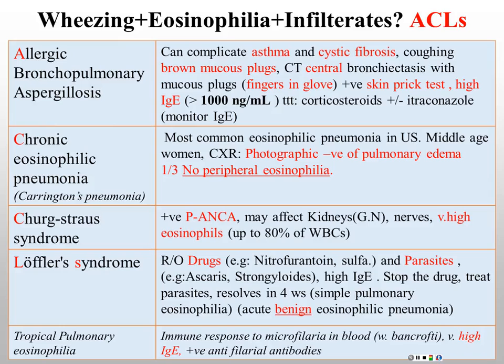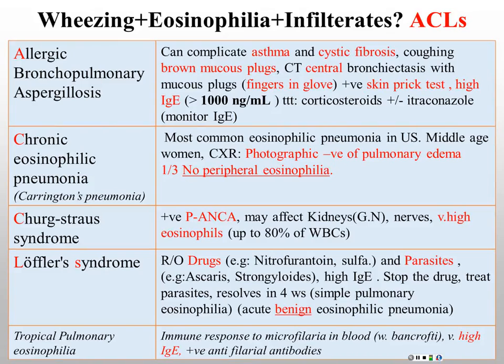This is a differential diagnosis for a patient who has wheezing and presents with eosinophilia and infiltrates on the X-ray. Make sure it's not infection, and then you have to go through your differential diagnosis. It can be allergic bronchopulmonary aspergillosis. It can complicate asthma and cystic fibrosis.